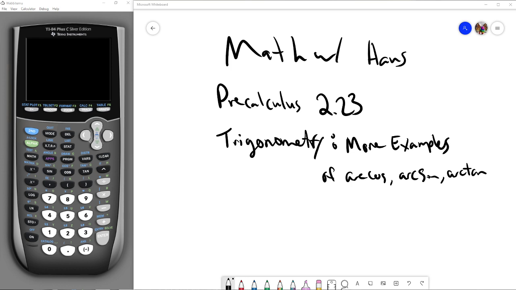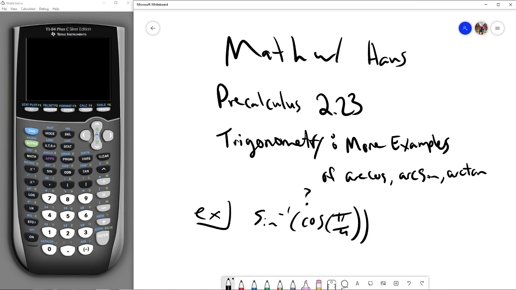We're continuing our investigation in trigonometry, and in particular we are going to cover some more examples involving arcsine, arccosine, and arctangent. So we're going to begin with discussions such as the following. What do you do when you have arcsine of cosine of pi over 4?